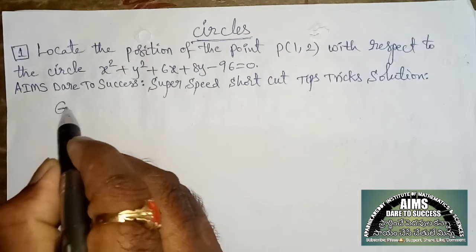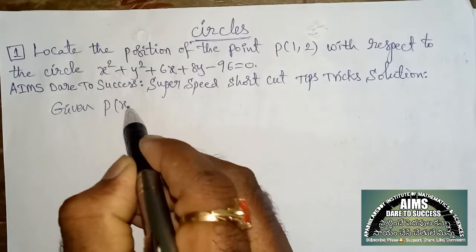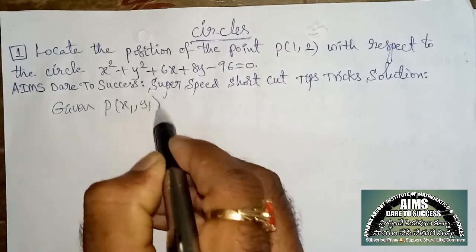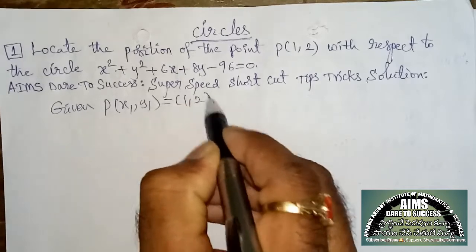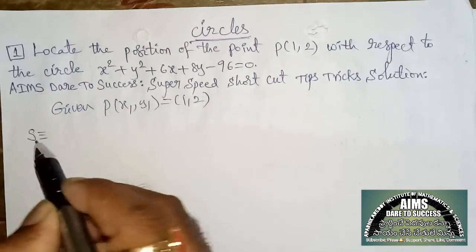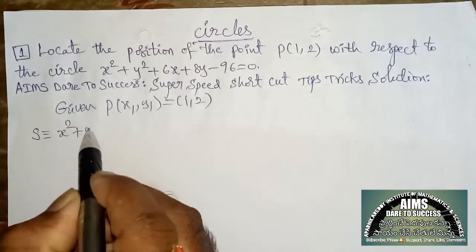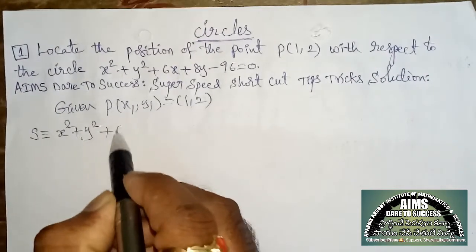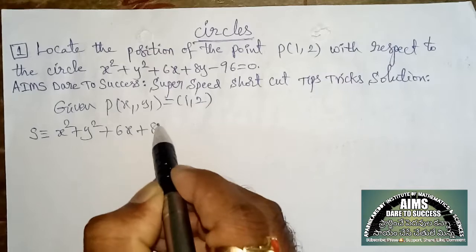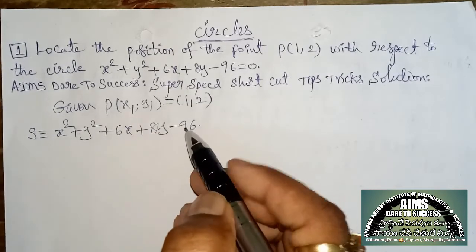Now I want to write the given point. Given point is P(x1, y1) is equal to (1, 2). Next, the given circle, let it be S. S is x square plus y square plus 6x plus 8y minus 96.